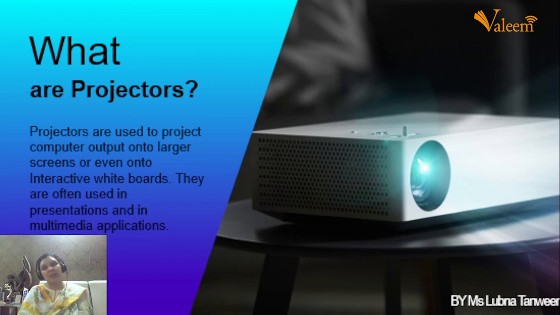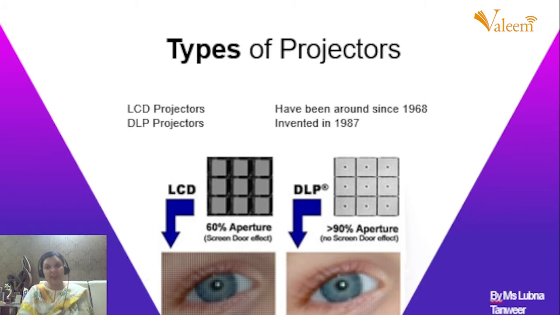So there are basically two types of projectors. One is called the DLP projector and the other one is called the LCD projector. LCD projectors are comparatively older. They were invented in 1968, while DLP projectors were invented in 1987. Now we are going to discuss the working of the LCD projector first.